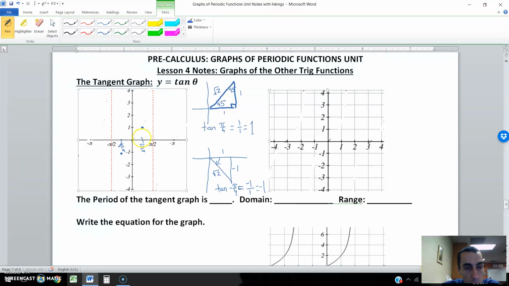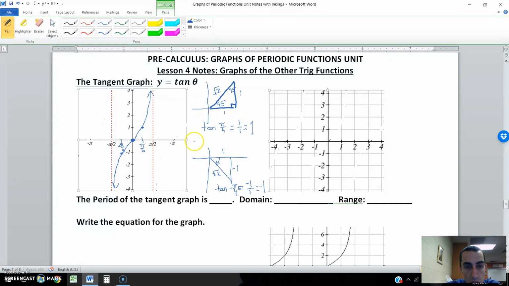The tangent of 0 is 0. And as we get closer and closer to an angle of 90 degrees, our tangent values get super huge. This has to do with the relationship between the sine graph and the cosine graph. In any case, we've got a vertical asymptote there at pi over 2 and negative pi over 2.